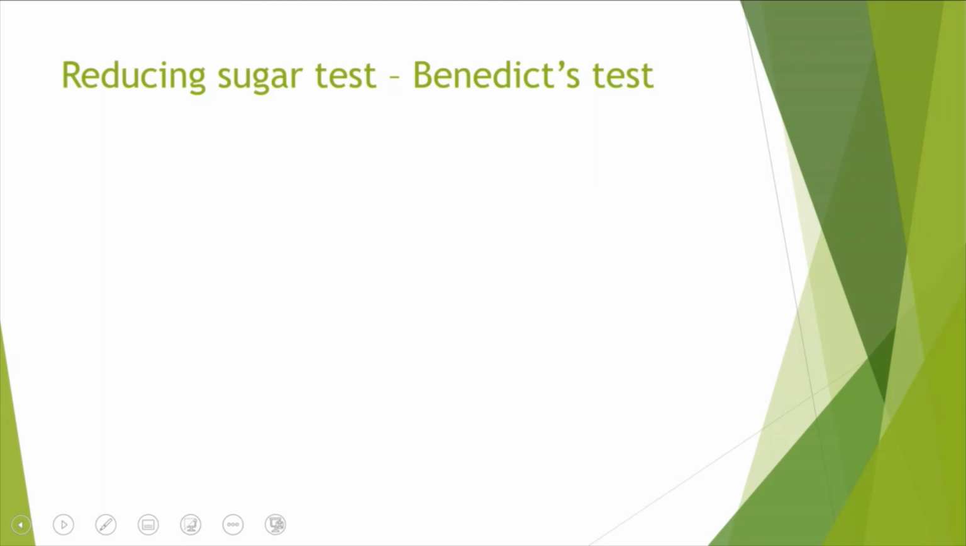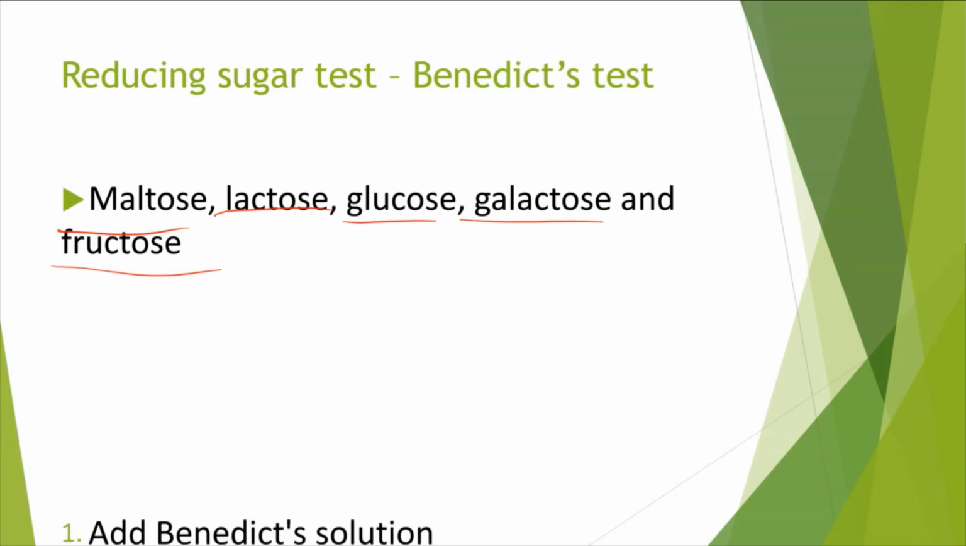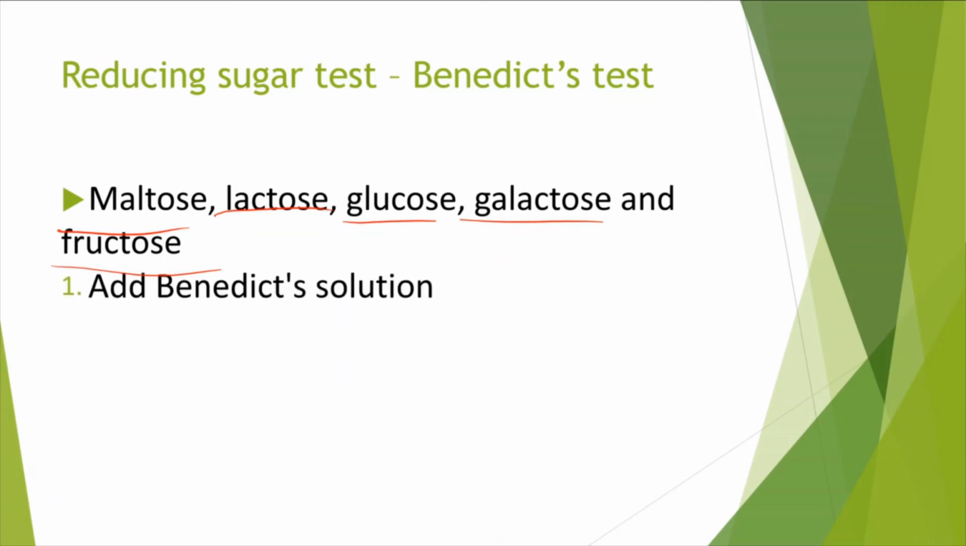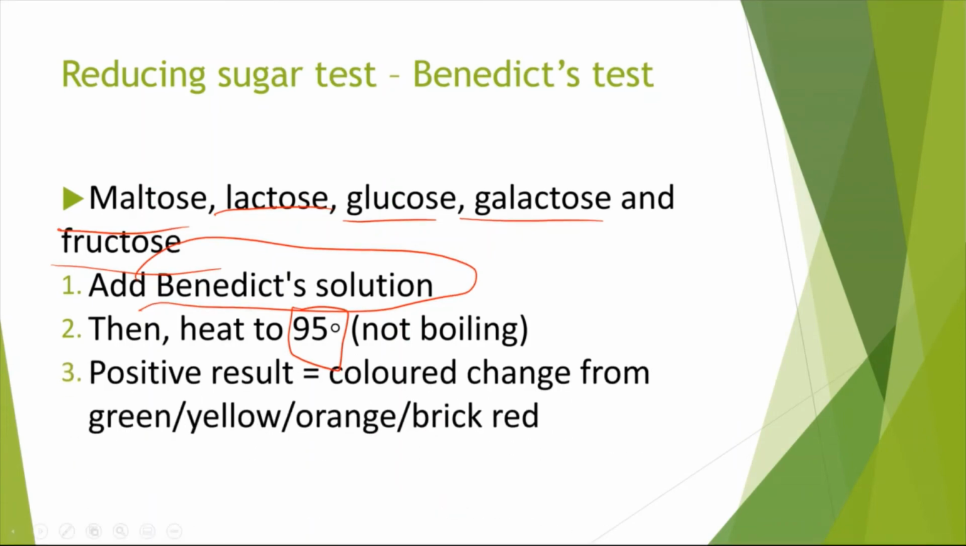Okay, so you're required to know the reducing sugar test, which is the Benedict's test. Maltose, lactose, glucose, galactose, and fructose are all reducing sugars that you should be aware of. How you do that test: you add Benedict's solution to the sample, and then you heat it to 95 degrees. Remember, 95 degrees, you're not boiling it, you're not heating it to 100 degrees. A positive result would give a color change from green, yellow, orange, to brick red.